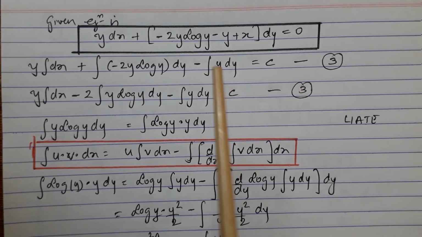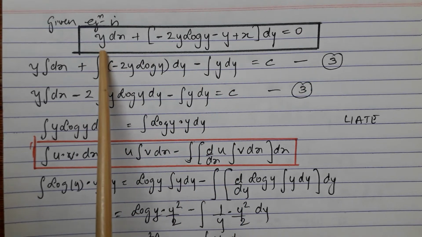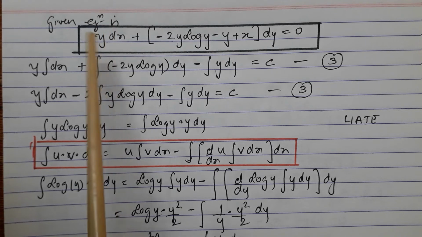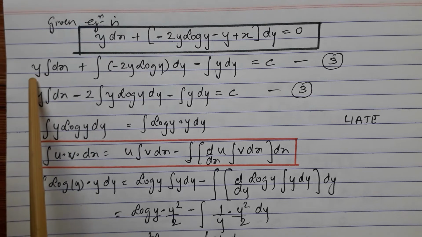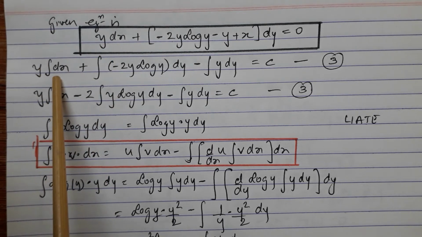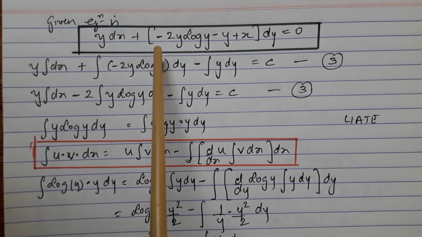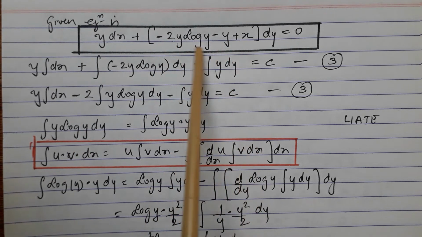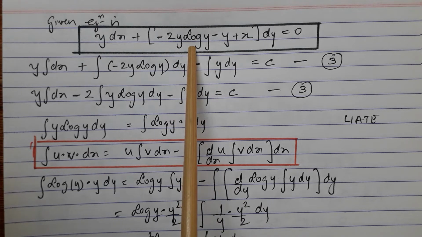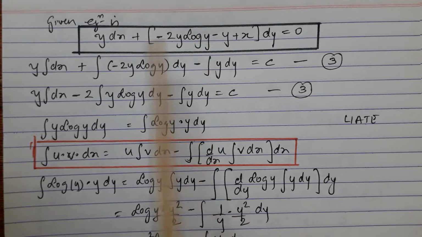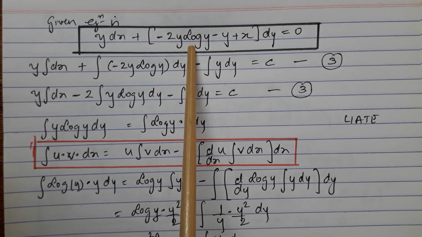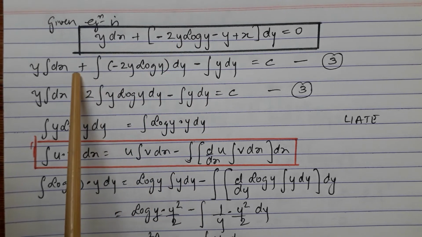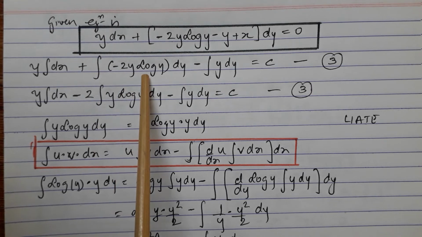So integrating M with respect to x, but we have to treat y as a constant. So y would be outside the integral sign. So this would be y integral dx plus. Now integrating N with respect to y, but integrating only those terms in N which are free of x. So the first term is minus 2y log y. This is a term which is free of x. So we can integrate this. So it will be plus integral minus 2y log y dy.